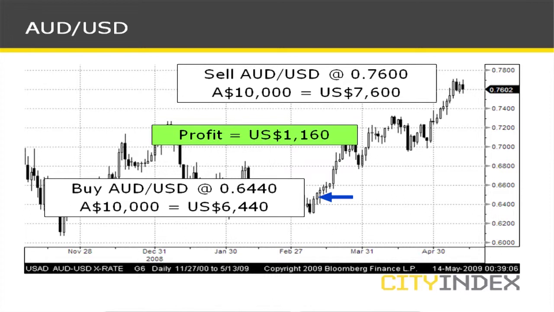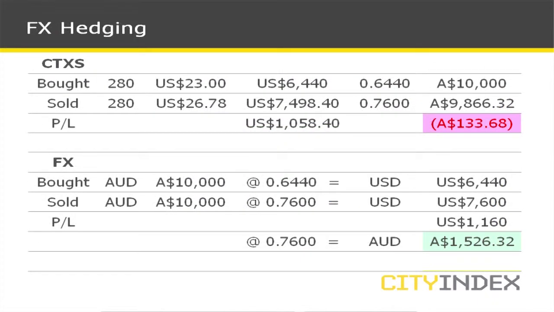When we went to close this trade out, when Aussie was trading at 76 cents, we sell the 10,000 Aussie. In return, we receive 7,600 US. So on the currency trade here, we would have achieved a profit of 1,160. So if we put it all together in a table, we can see the end result here.